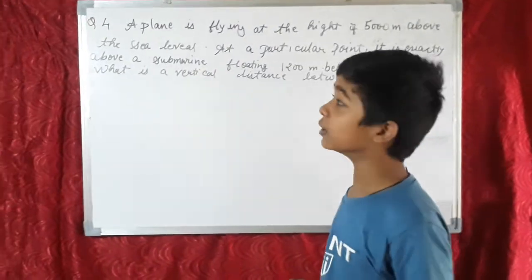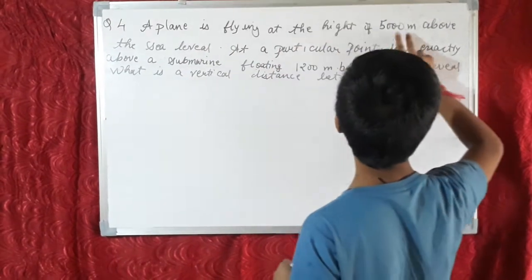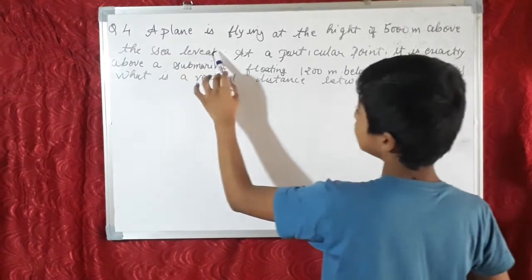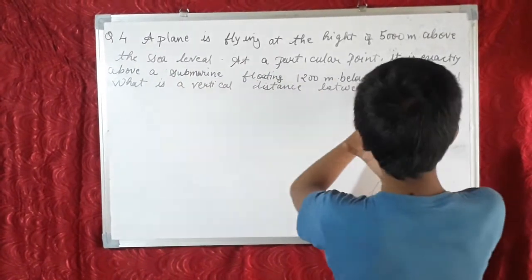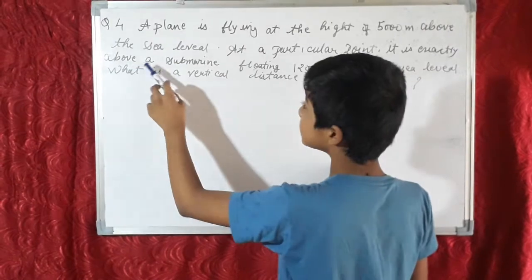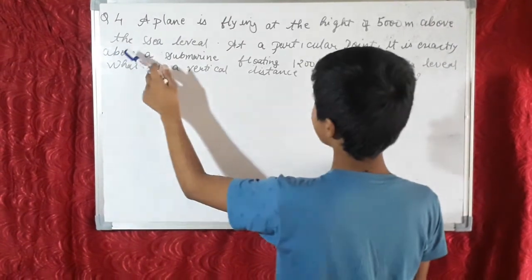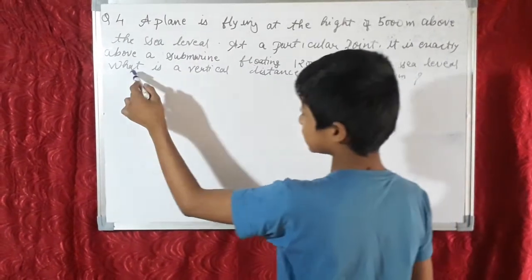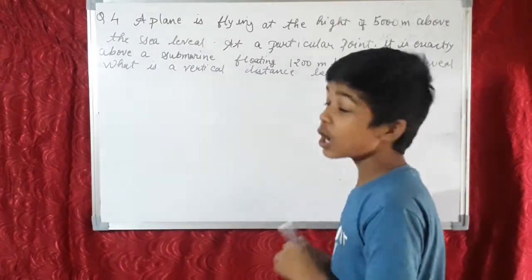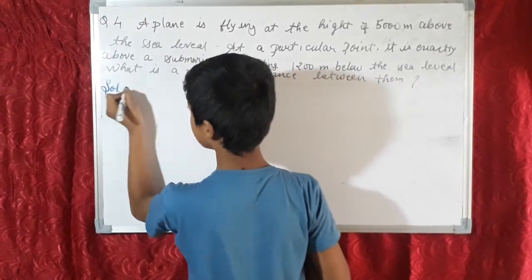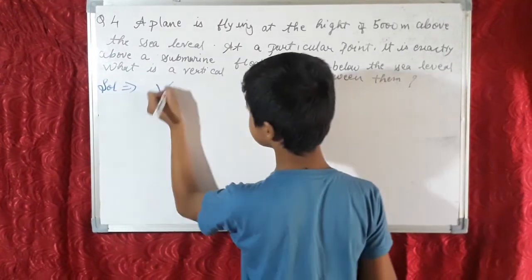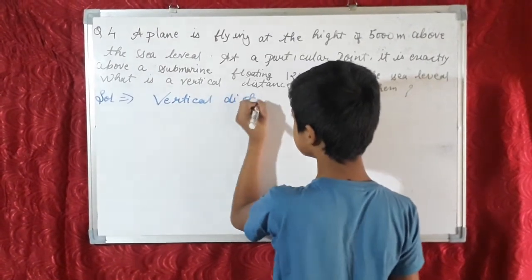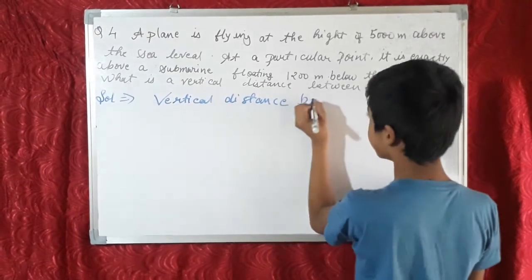Friends, now we'll see our fourth question. A plane is flying at the height of 5,000 meters above the sea level. At a particular point, it is exactly above a submarine floating 1,200 meters below the sea level. What is the vertical distance between them? So what will we write here? Solve. Then we will write here vertical distance between them.